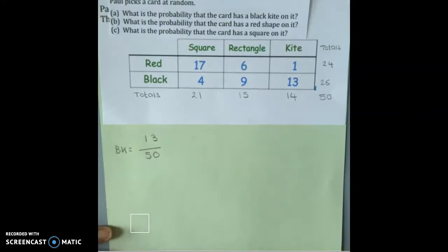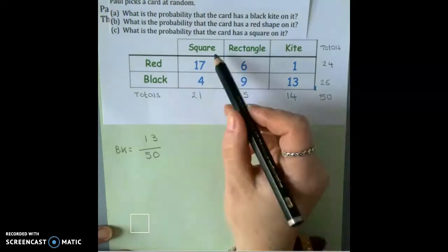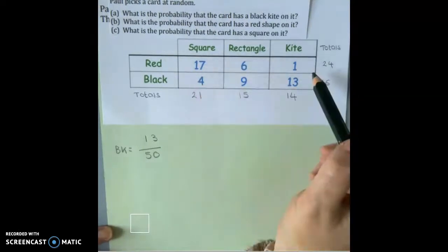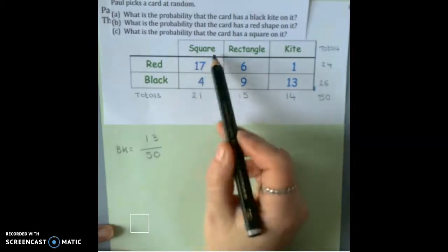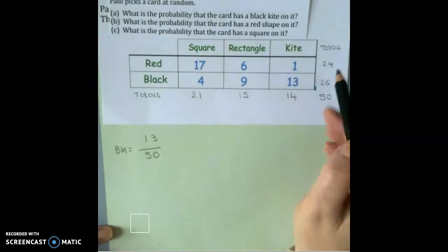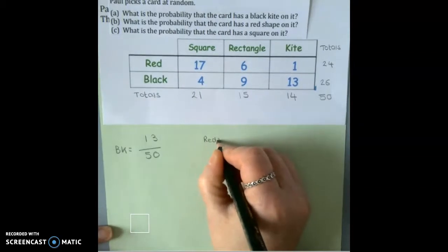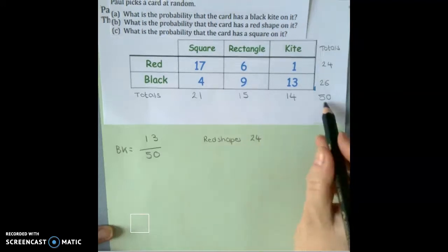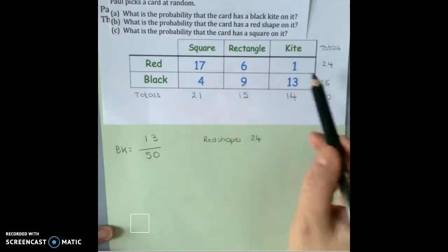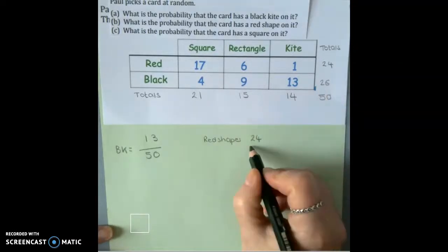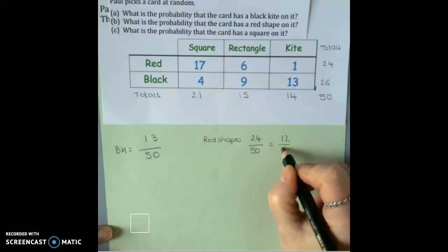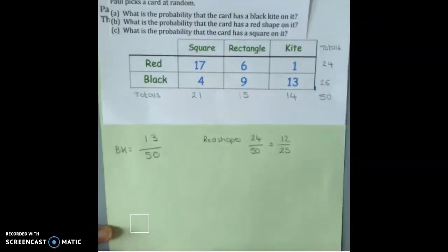So the second question asks us, what is the probability that the card has a red shape on it? So it's not asking us if it was a square or if it was a rectangle or if it was a kite. It was asking us if it's any red shape. So all the shapes that are red add up to 24. So the red shapes are 24 cards. And again, it's out of 50. So 24 of these cards were red and it was out of 50. Now we can simplify that to 12 over 25.